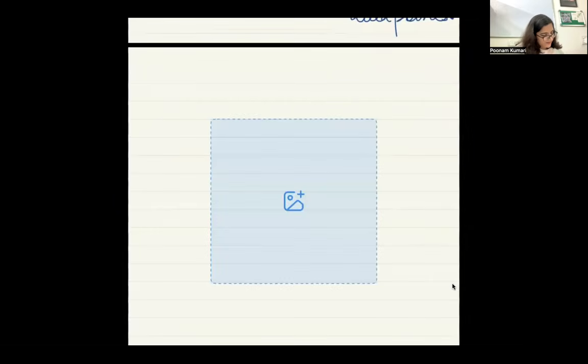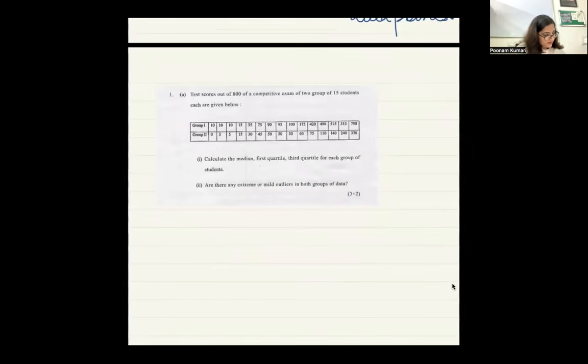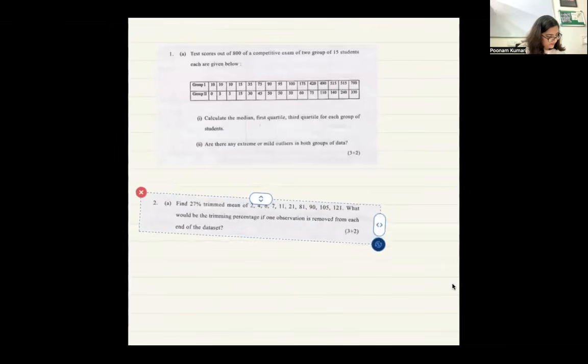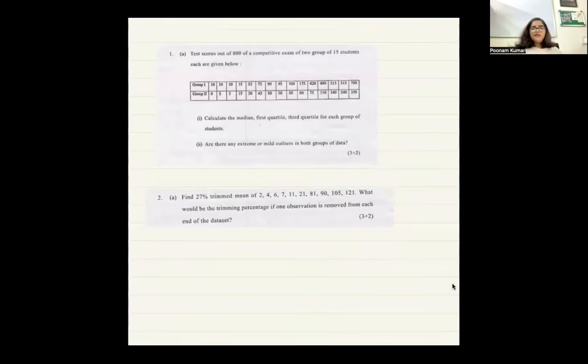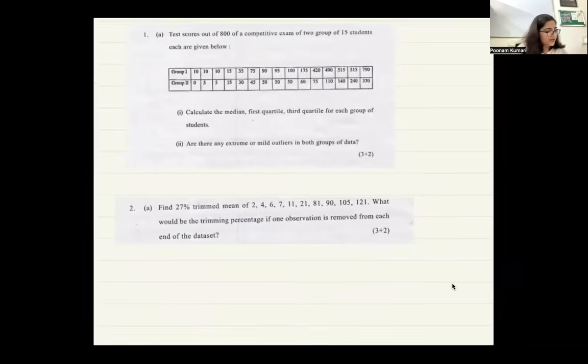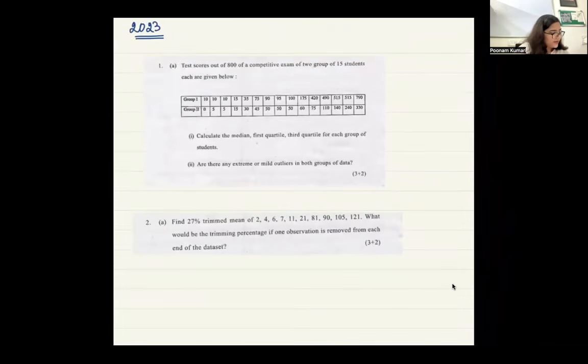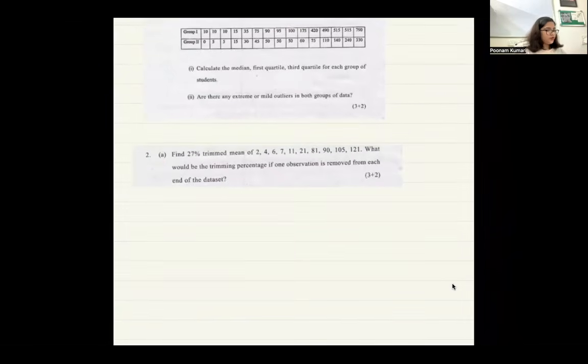So let's see. This is one question that we have, and this is another question that we have. First, let's do the second problem. Okay, this is from your 2023 paper. All right, let's do it then. First we do this, then we will move on to this. Fine. Okay.